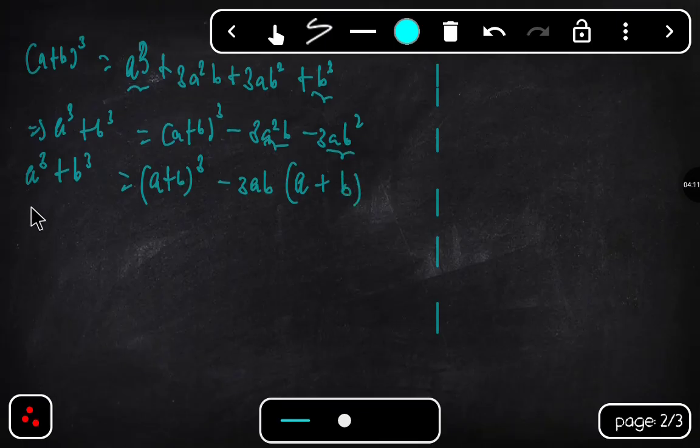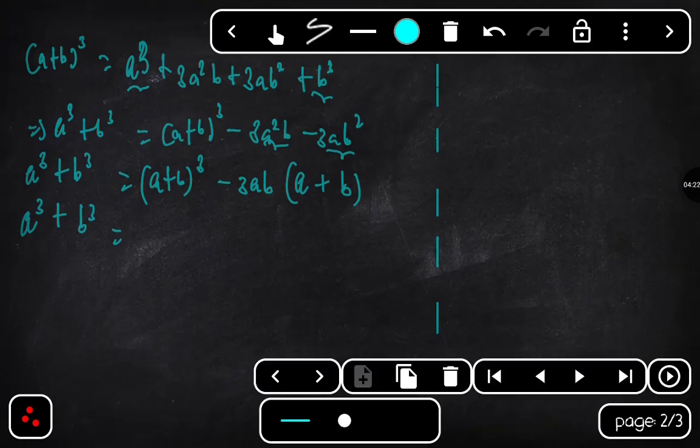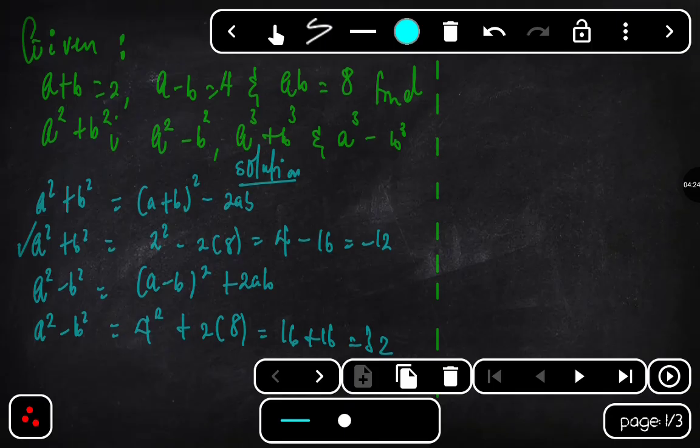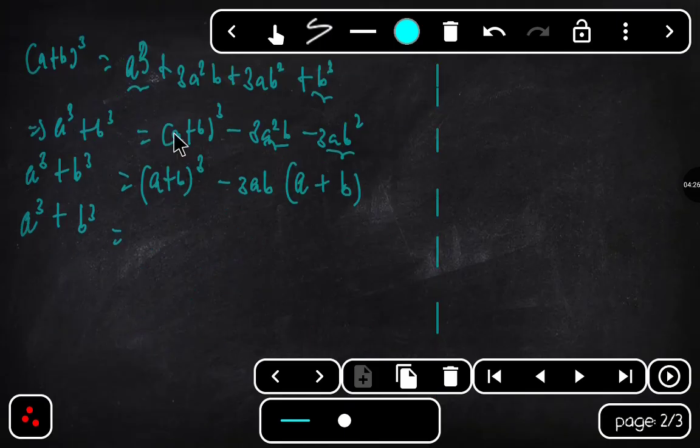Now, very simple, very straightforward. So we're going to have a raised to the power of 3 plus b raised to the power of 3, which is equal to, so we already know the value of a plus b, we know the value of ab, and we know the value of a plus b. So a plus b, which is 2, and then ab is 8. So we have 2 squared minus 3 into bracket 8, then into bracket 2.